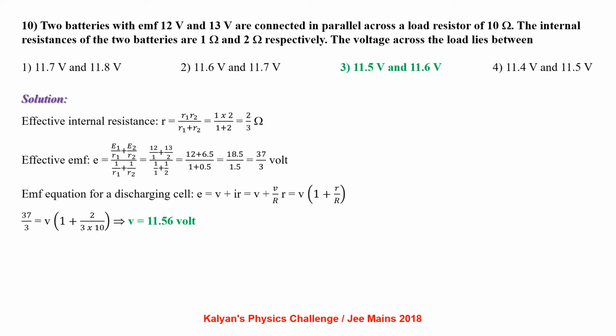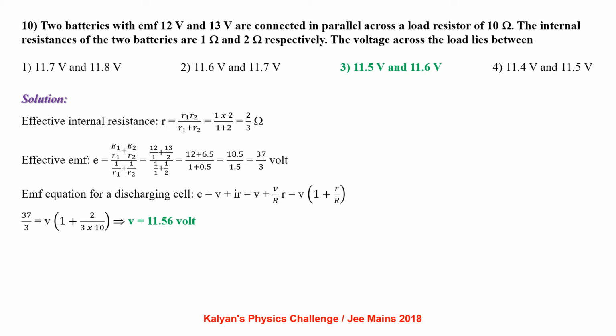Effective internal resistance R equal to R1 R2 by R1 plus R2, that comes out to be 2 by 3 ohm. Effective EMF E equal to (E1 by R1 plus E2 by R2) by (1 by R1 plus 1 by R2), which comes out to be 37 by 3 volt.